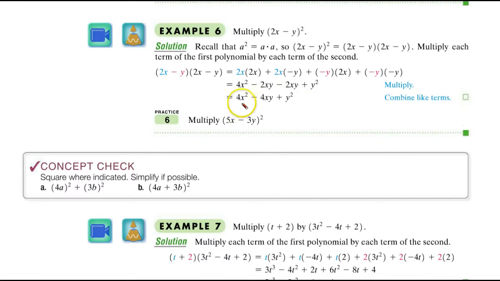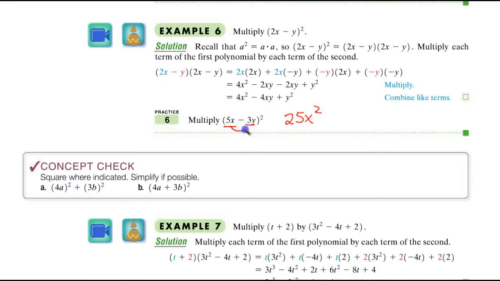Now, there is a shortcut method. Here we could use the FOIL as well, but there's another method. This is called a special product. When we have a binomial that we're squaring, there's a shortcut method in which we square the first term, and that gives us 25x squared, squaring that first term.